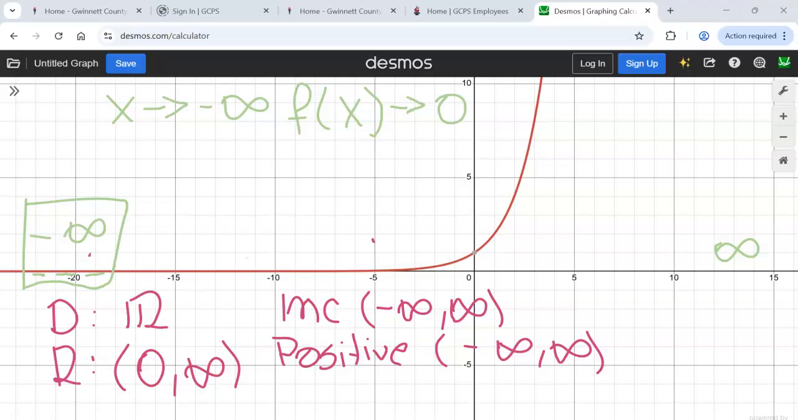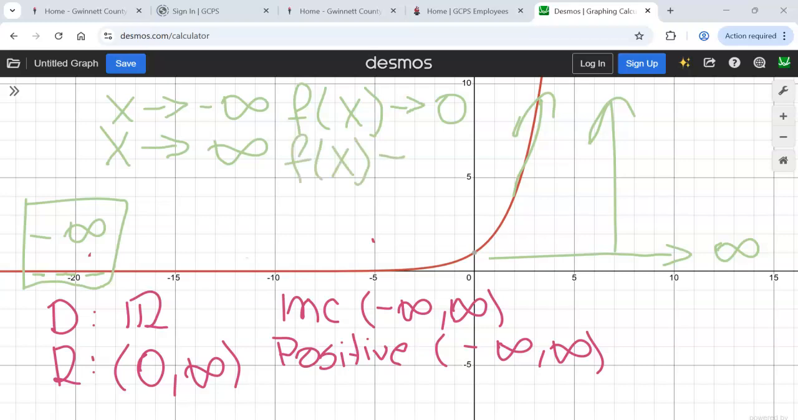Now on the other side right here, if I am trying to approach the positive infinity, so when x's are going toward positive numbers, what is my function going? Up. Okay, that's where the end right here is going. It's going up. So that means my function is traveling toward positive infinity, okay?